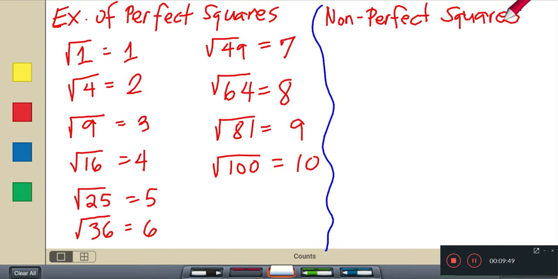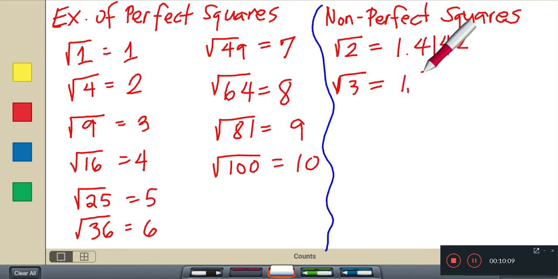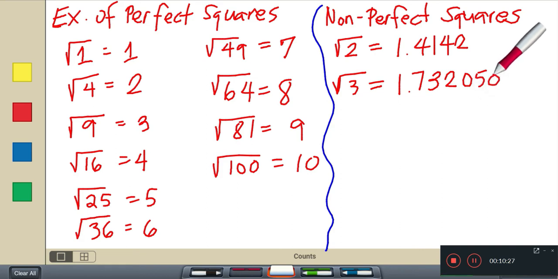If I have square root of 1, that is a perfect square. Therefore, square root of 2 is not a perfect square because it will give me a decimal, which is not a whole number. Square root of 3 is not a perfect square. It will give me 1.73205, and it's going to be a long decimal. Square root of 4 is a perfect square. Square root of 5 is not.